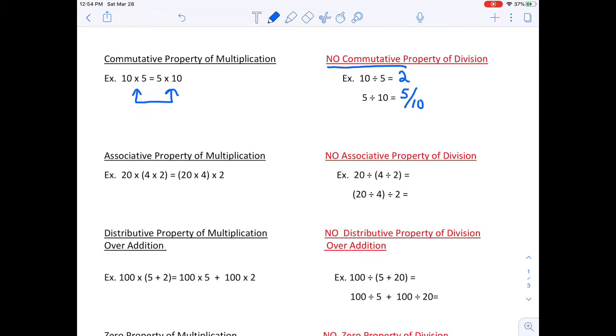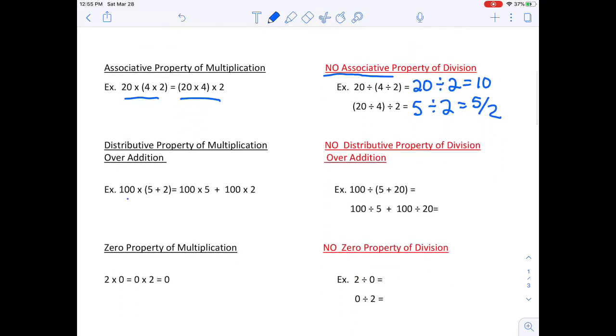In multiplication, I can change my grouping and get the same answer. In division, let's see what happens when I change my grouping. Here I have 20 divided by 2 equals 10. Here I have 5 divided by 2 equals 5/2. I get two different answers. There's no associative property of division.